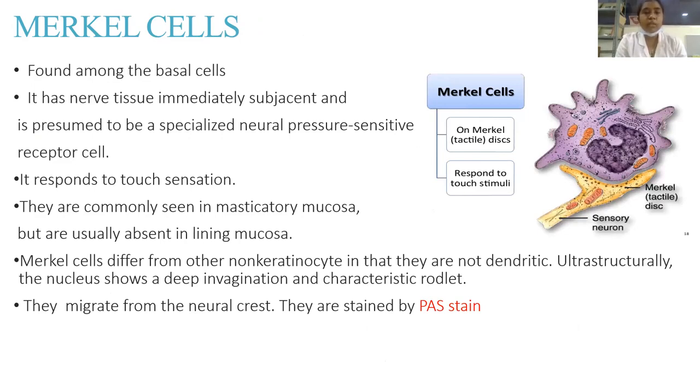Ultrastructurally, the nucleus shows a deep invagination and characteristic rod-like granules. They migrate from the neural crest and are stained by PAS, that is periodic acid-Schiff stain. So here the Merkel cell picture can be seen, under which the sensory neuron and Merkel disc can be seen.